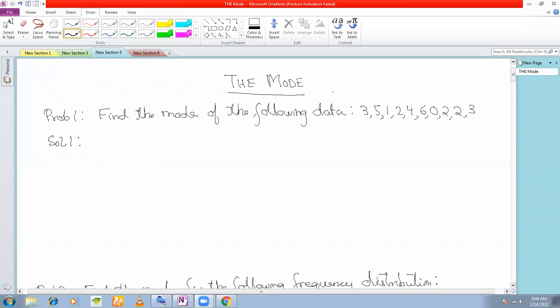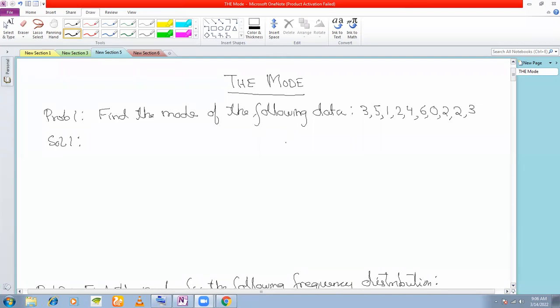So look at this problem. Find the mode from the following data. And you have the given numbers 3, 5, 1, 2, 4, 6, 0, 2, 2, 2, 3. Now here what you do is, first of all, you see which number occurs how many times.